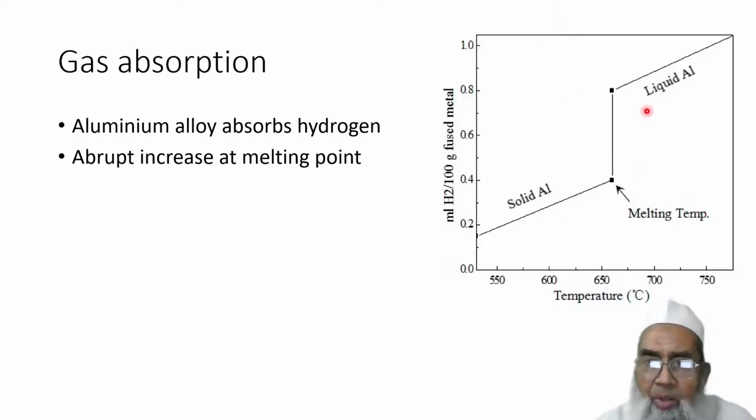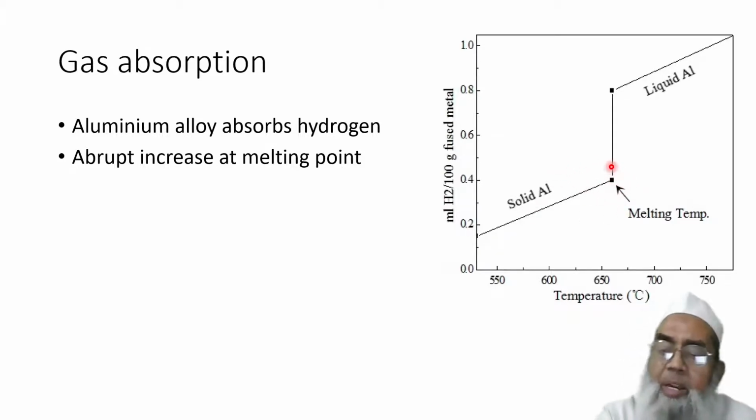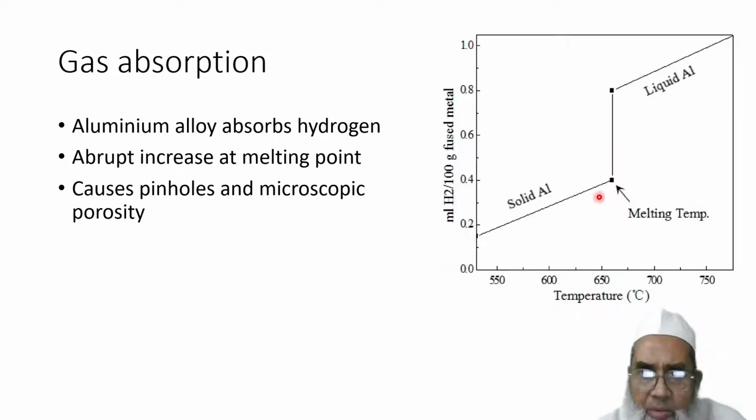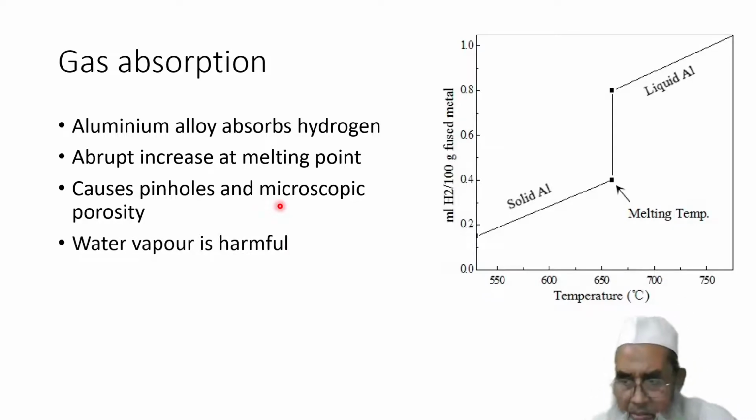You can see from this graph how the increase in hydrogen pickup has taken place when the material has reached the melting point, and therefore we have to take care of this. The gas absorbed in the molten metal will cause pinholes, or if it is distributed, macroscopic porosity, and therefore the casting will not be sound in nature.